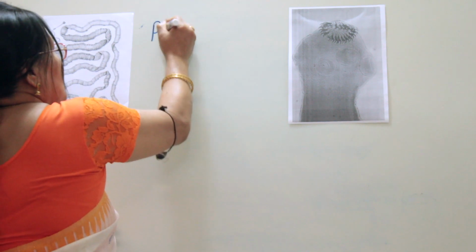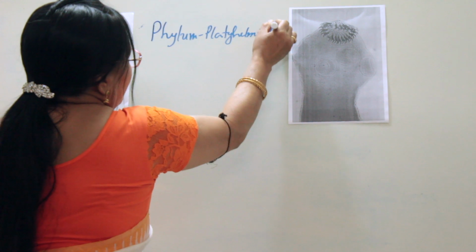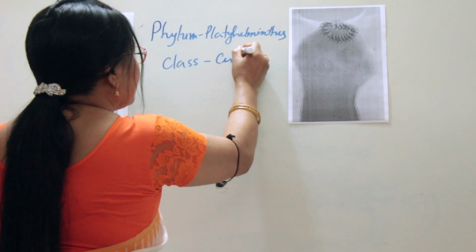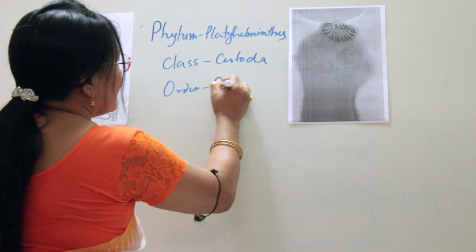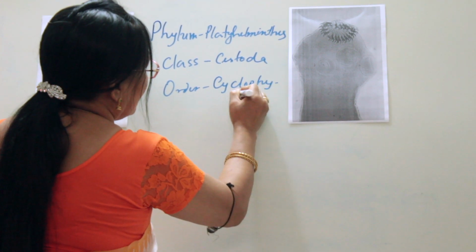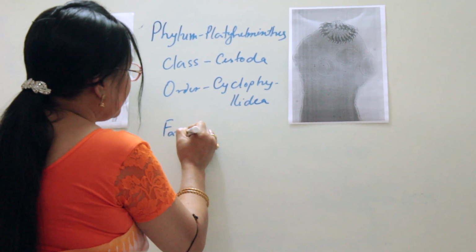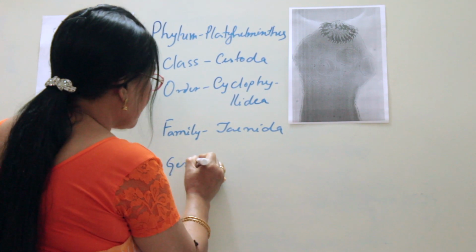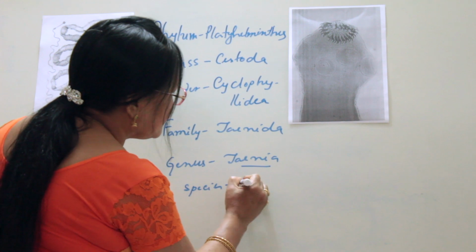Then their systematic position: this Taenia Solium belongs to phylum Platyhelminthes, class Cestoda, and this tapeworm belongs to the order Cyclophyllidea, family Taeniidae, and scientific name genus Taenia and species Solium.